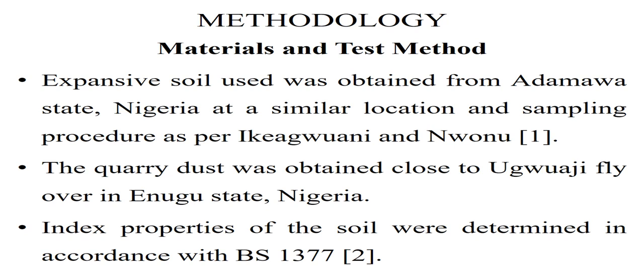The quarry dust we used was obtained from Enugu, close to Ikeagwuani flyover, at a site where it was left as a waste product after extraction of crushed aggregates. Then we investigated the index properties of the soil in order to classify the soil in accordance with British standard.